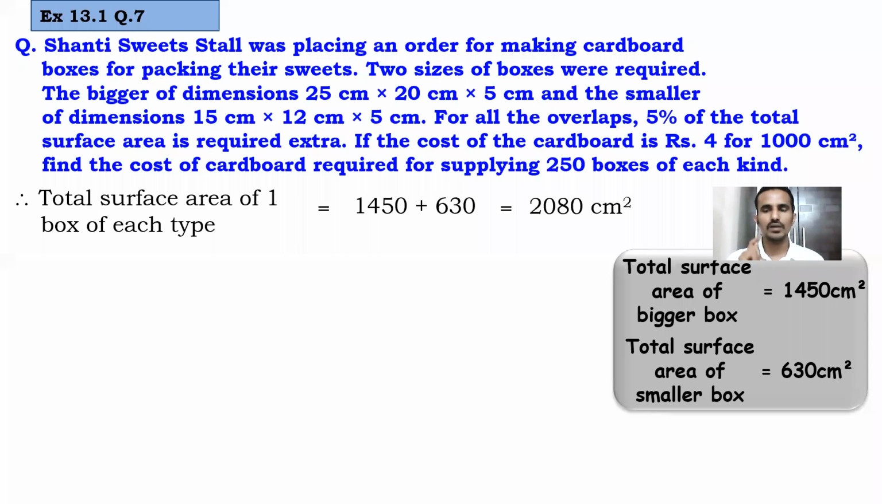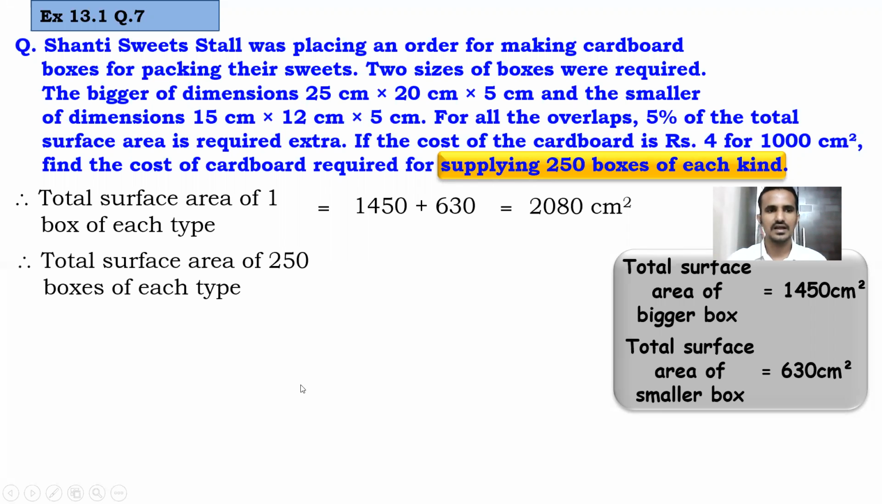Now this 2080 is for one box of each type and we require 250 such boxes. Remember, we have to supply 250 such boxes. तो अभी हमें क्या करना है? अभी हमें एडिशन को ही 250 से मल्टीप्लाई करना है. Okay, so let us do that multiplication. So that will be the cardboard required for making 250 boxes of each type. So we will say total surface area of 250 boxes of each type. We are including both of them, bigger as well as smaller. You can just use the short form TSA of 250 boxes each type, but use the words each type, that is very important.